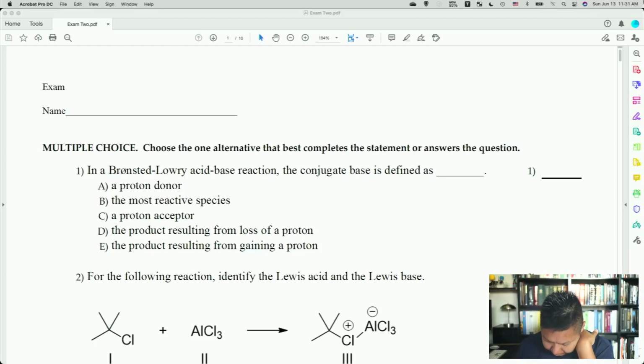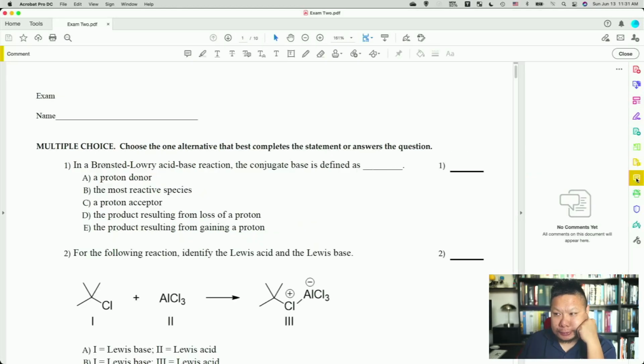Okay. Let me make sure I'm in drawing mode. There we go. I need to pick the pen. Oops, unpicked it. Pick the pen. There we go. So yes, this is exam two.